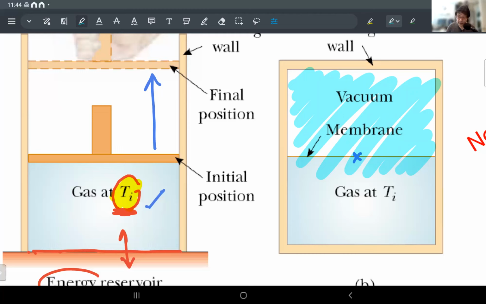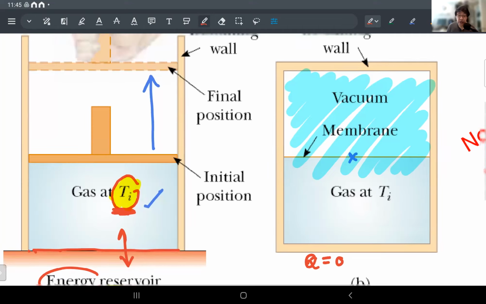Well, in this case, there is no heat flowing in and out. Q is 0 because you are inside an insulated container, so no heat is allowed to exchange. What about work done? The gas expands to twice as big. Does it perform any work? The answer is no.